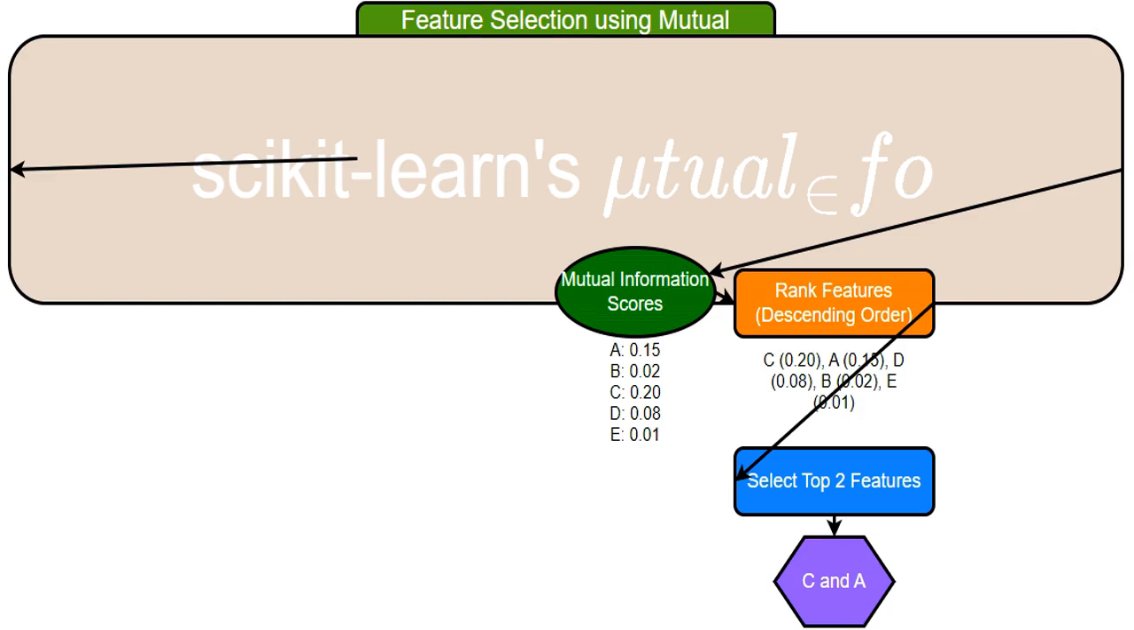I'm using Sklearn, a popular Python library for machine learning, and specifically its mutual_info_classif function. This function calculates how much information each feature gives me about the target variable. Higher scores mean more information.